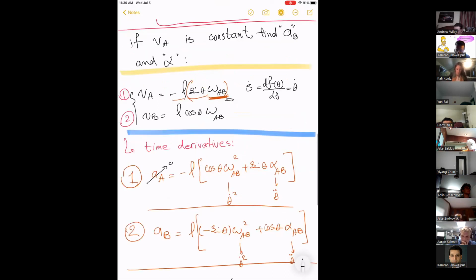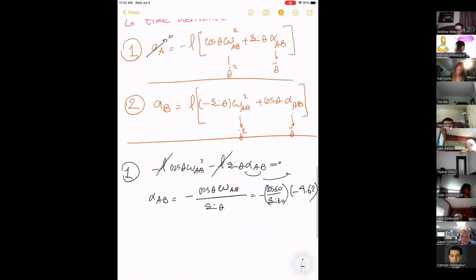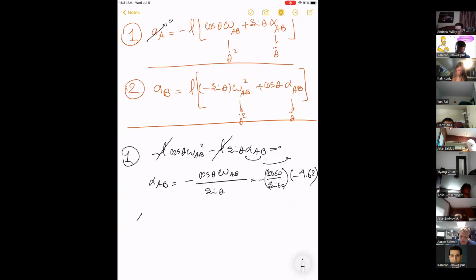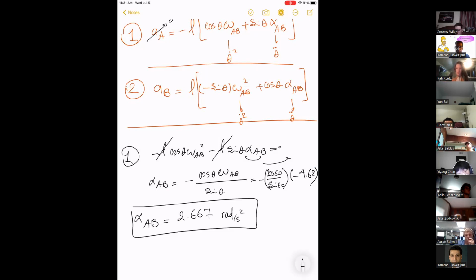Was it? Yeah. Which means your alpha will be positive. And it's going to be 2.667 radian per square second. Did you guys get the same number?